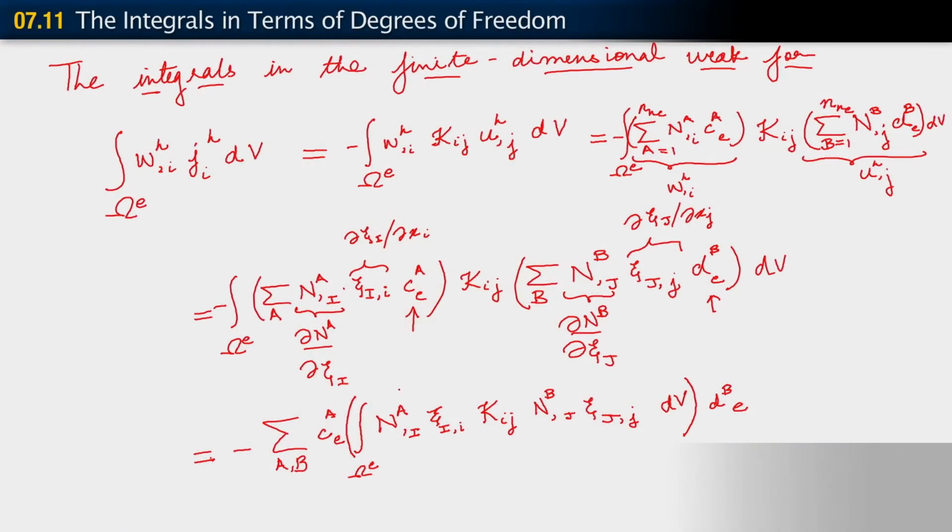Each integrand has indices A and B, and these indices A and B come from the particular degrees of freedom over the element that we're talking about. So the picture here would be, let me draw it here.